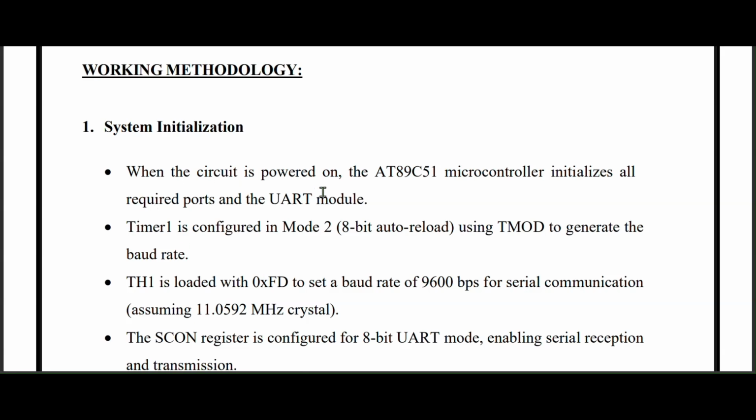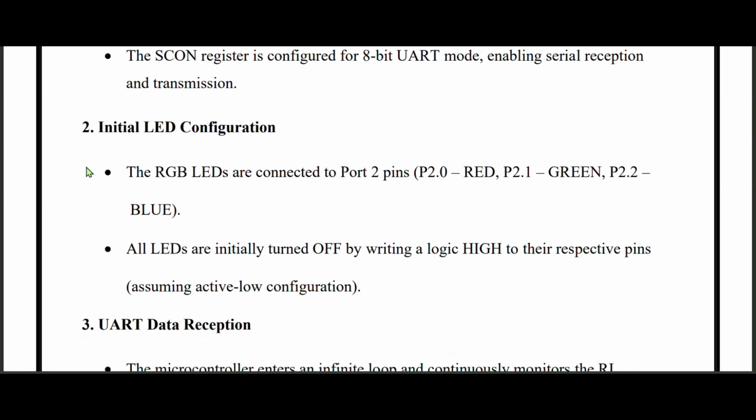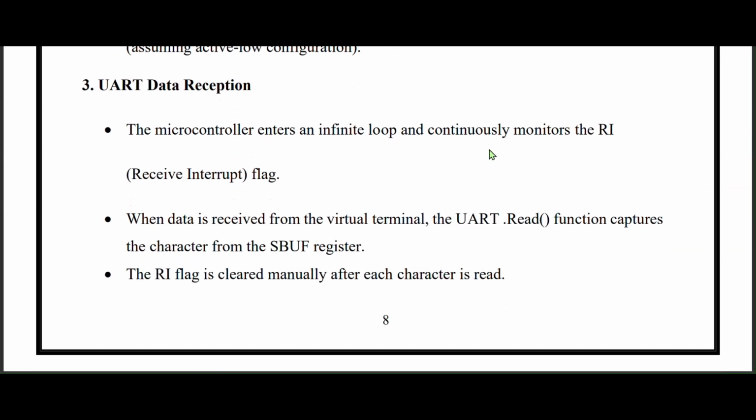When the circuit is powered on, the 8051 microcontroller initializes all required ports and the UART module. Timer 1 is configured in mode 2 and TH1 is loaded with 0xFD for a baud rate of 9600 bps for serial communication. The SCON register is configured for 8-bit UART mode. For the initial LED configuration, the RGB LEDs are connected to port 2, and all LEDs are initially turned off by writing a logic high to the respective pins. Then comes UART data reception.